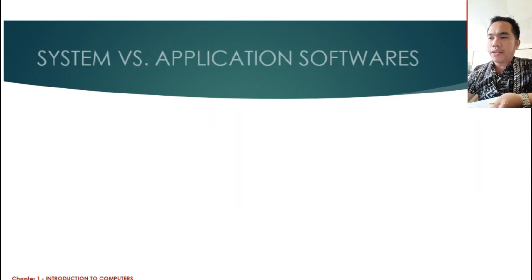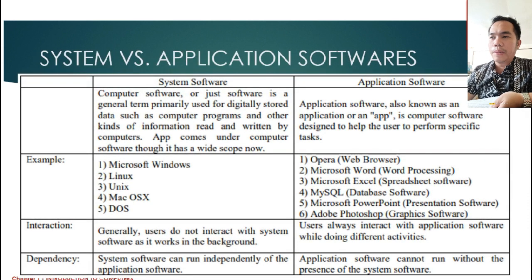Next, we are now in the comparison of that two para at least ma-enhance pa natin ating understanding. When we say system software, example dyan, Microsoft Windows, Linux, Unix, Mac OS, and DOS. Those are the example of system software. When we say application software, example for that is the Opera or web browser, Microsoft Word word processing, Excel, SQL, PowerPoint, Adobe. So distinguish na natin kung ano yung kaibahan nila when it comes to their usage.